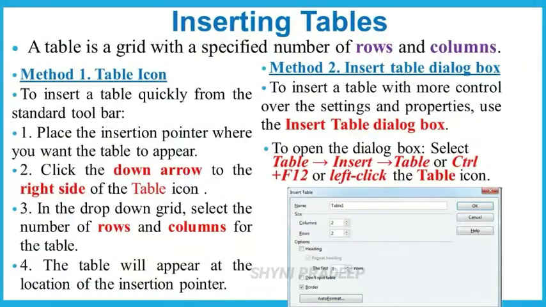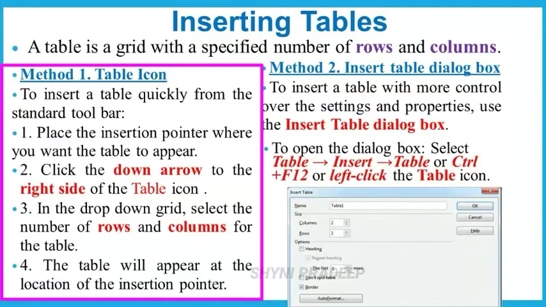What is table? Table is nothing but it is a grid with a specified number of rows and columns. So if you want to insert tables, you can use two methods. First method is using table icon. Second method is using insert table dialog box. Okay. So first method is what? By using table icon. To insert a table quickly from the standard toolbar, first you have to place the insertion point where you want the table to appear.